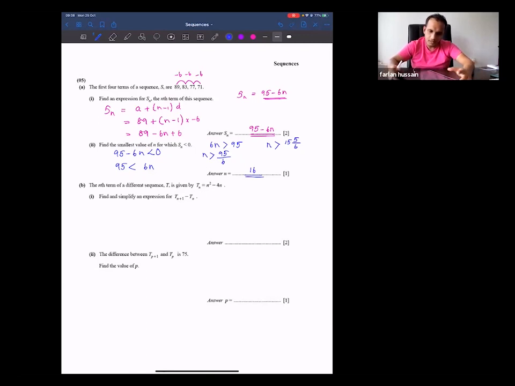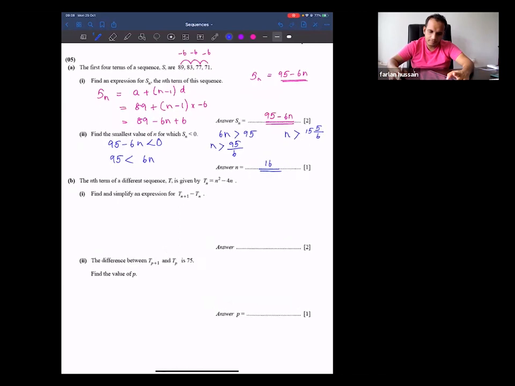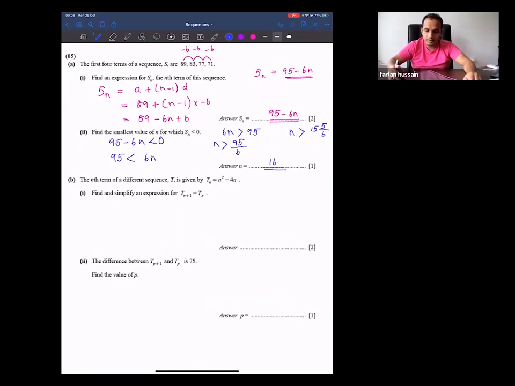And then guys, part B. The nth term of another sequence is given by n square minus 4n. Find a simplified expression for tn plus 1 minus tn.